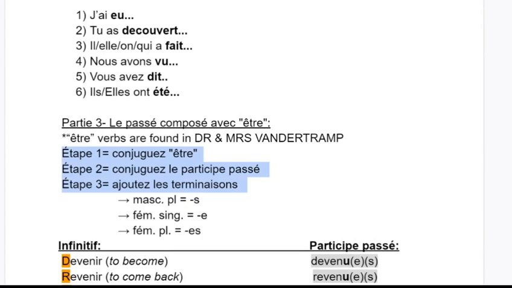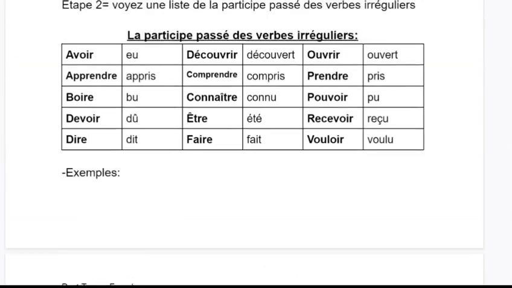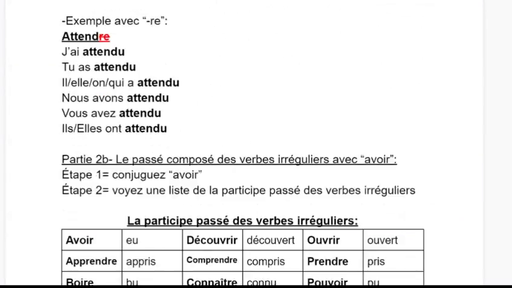The first one is to conjugate être. The second one is to conjugate the past participle. And the third one is to add the ending. So remember how I said for avoir, you don't need to do any agreement.